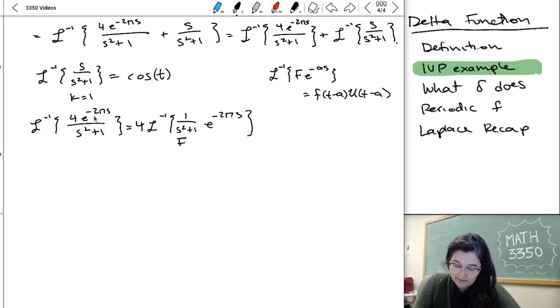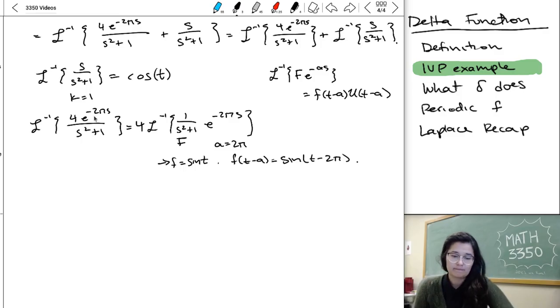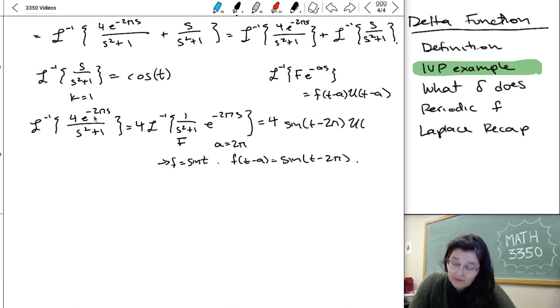So for the way I've represented this, we can see that our big F is this thing right here, which corresponds to a sine t type function. And then our a is going to be that 2 pi that's in the negative exponential. So then our f of t minus a is going to be sine, and then instead of plugging in t, we plug in t minus 2 pi. So then this inverse Laplace transform is just sine of t minus 2 pi u of t minus a, or t minus 2 pi.